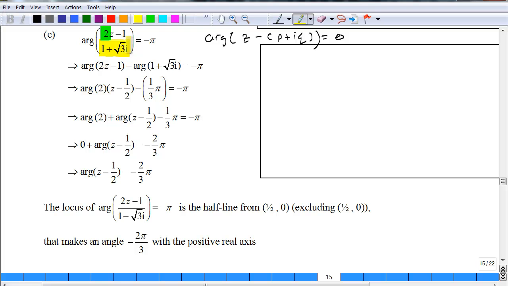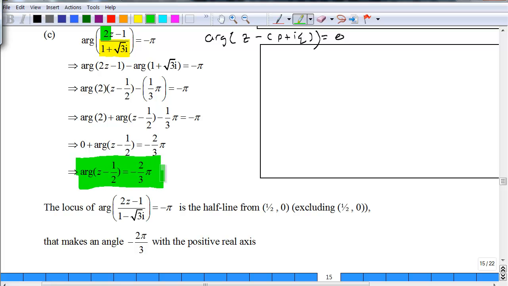Alright, and the best way possible is to make use of the properties of argument. Right, so the properties of argument say that we can actually do this. Okay, which property is it? Implementing the properties of argument, you will be able to arrive at this standard form.